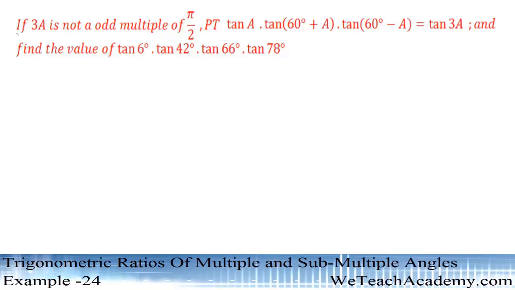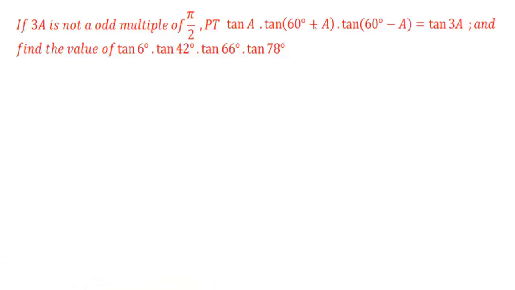So here, if 3a is not an odd multiple of pi by 2, then prove that tan a into tan 60 degrees plus a into tan 60 degrees minus a is equal to tan 3a, and find the value of tan 6 degrees into tan 42 degrees into tan 66 degrees into tan 78 degrees.